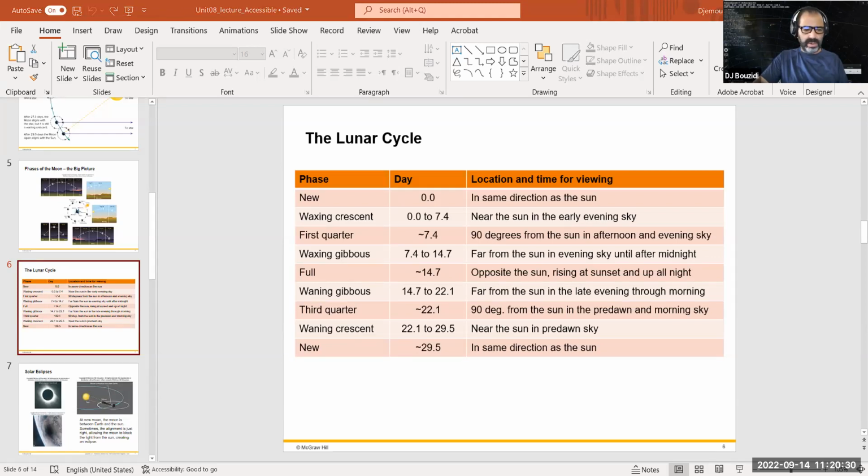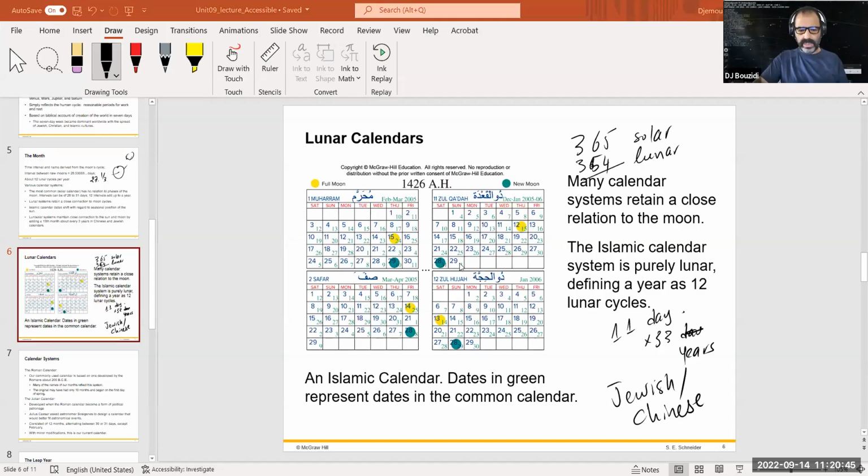Okay, so let me find the lunar calendar that we looked at earlier. Let me stop sharing to show you the point that I was talking about. I know we went through it without discussing this point. So you see here the lunar calendar, this one is 30 days, this one is 29 days, this one is 29 days, this one is 29 days.